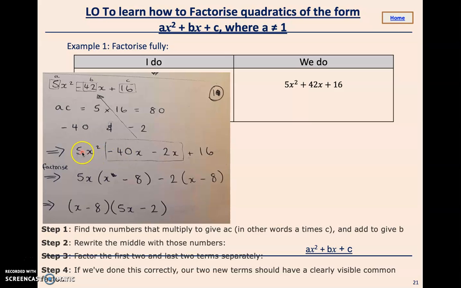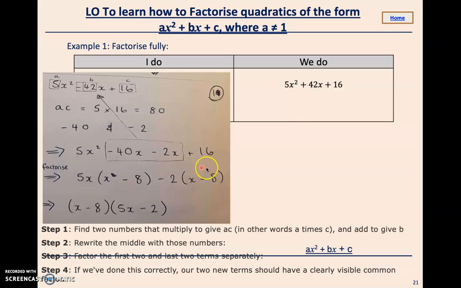So we know that we can take out 5x. If we take out 5x from this, we're left with just the x. And then if we take out 5x from this, we're going to end up with negative 8. You can times them out to double check. So 5x times x gives us 5x squared. 5x times negative 8 is going to give us negative 40x, so that works.